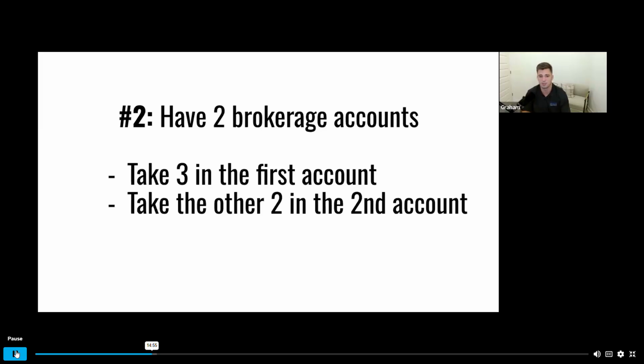The real workarounds are, workaround number one, have 2 brokerage accounts. So have a Thinkorswim account and a Robinhood account. Take the first 3 in your Thinkorswim account and then take the last 2 in the Robinhood account. So you can split up. Oh, so Joseph posted here in the chat, trades 2 on Robinhood. He does 3 on TradeStation. So he gets all 5 trades, but it doesn't mark him as a pattern day trader because he's got 2 different brokerages.